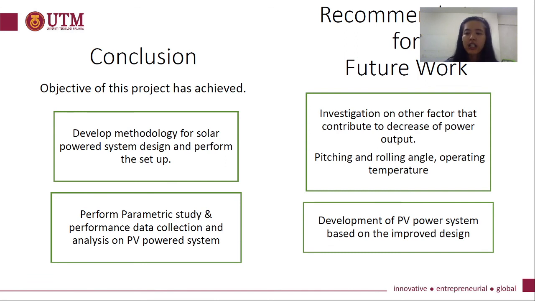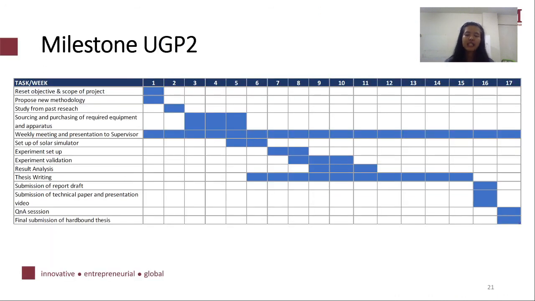Next is the recommendation for future work. I would recommend investigating other factors that contribute to a decrease of power output, such as pitching and rolling angle and the operating temperature of the cell. Second, I would recommend developing the PV power system based on the improved design that I proposed just now. The last part of my presentation is the milestone.